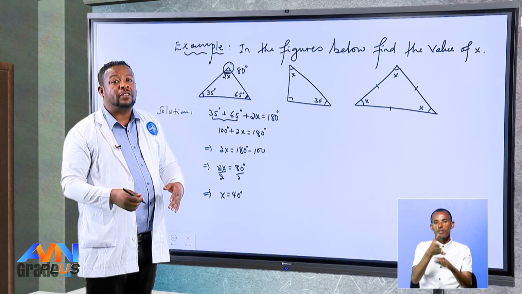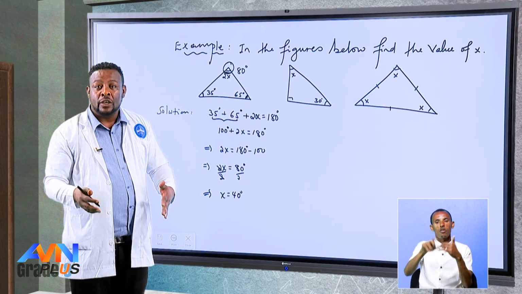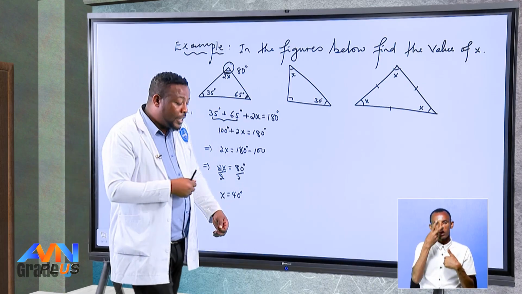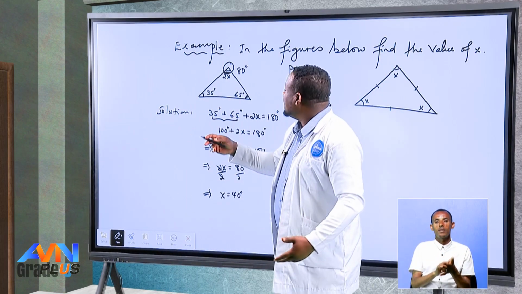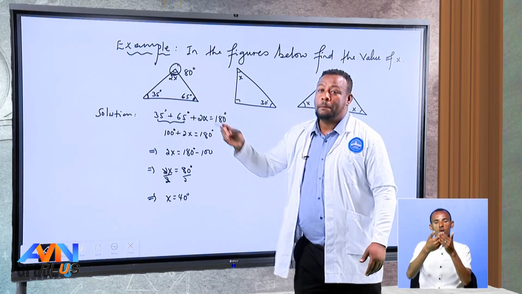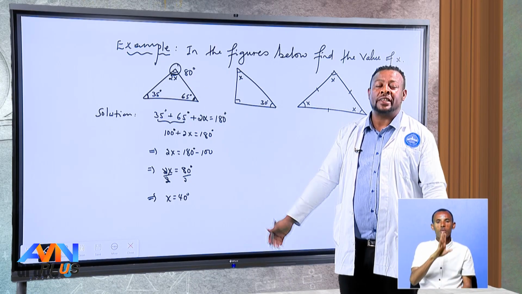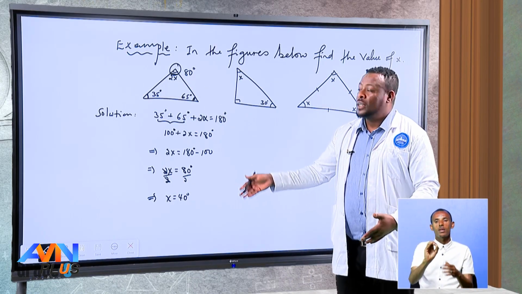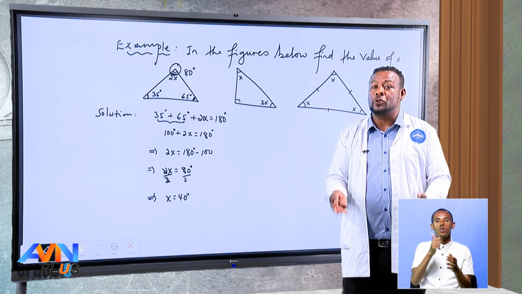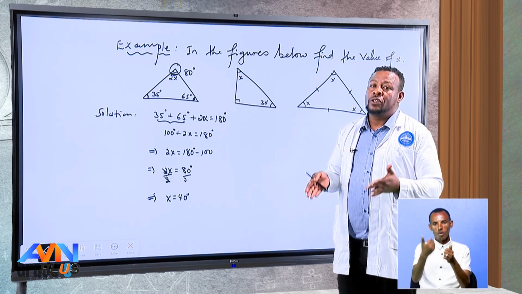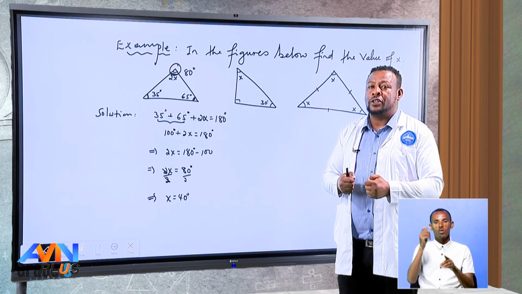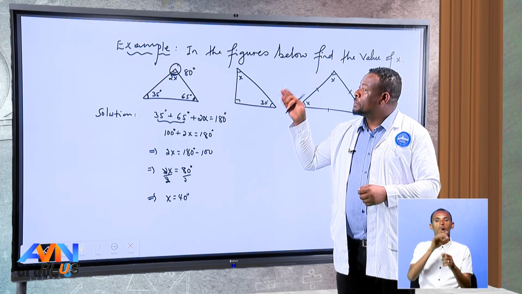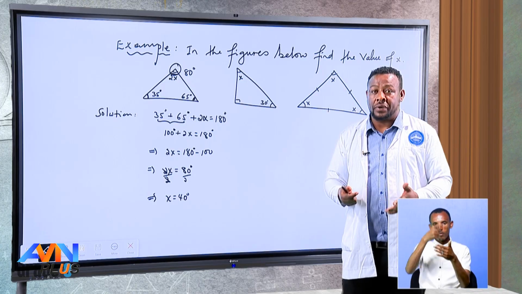The sum of all these must give us 180 degrees, right? After you calculate the value of x, you have to check that the sum of all these three must be 180 degrees. If it is not, there is something wrong in the procedure that you followed, right? Always don't forget to check your answer by substituting the value of x, right?